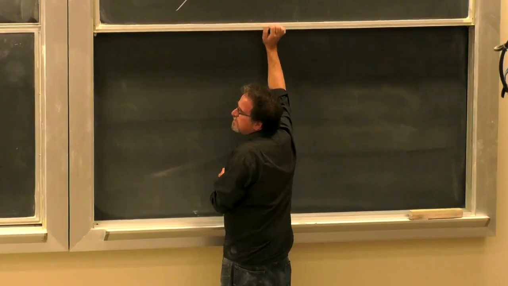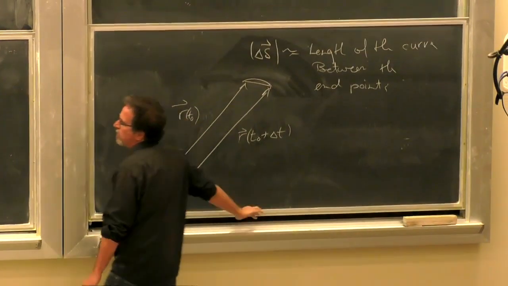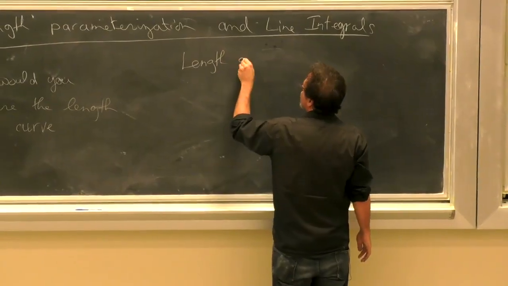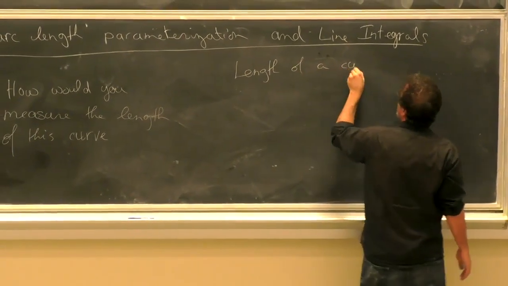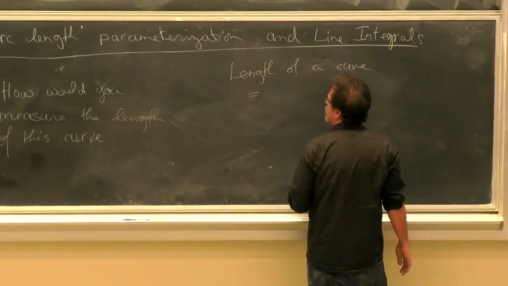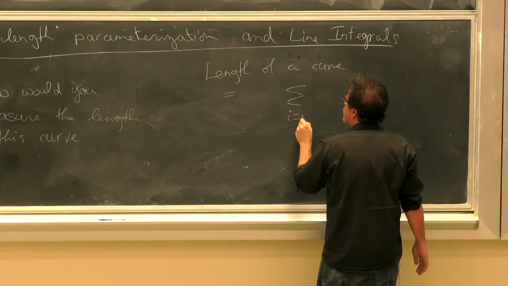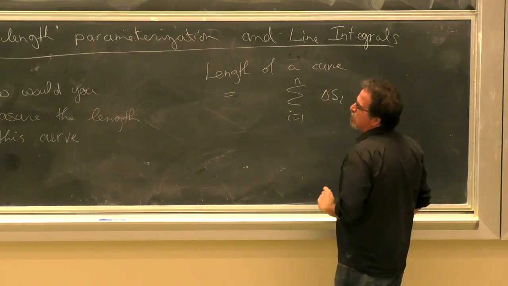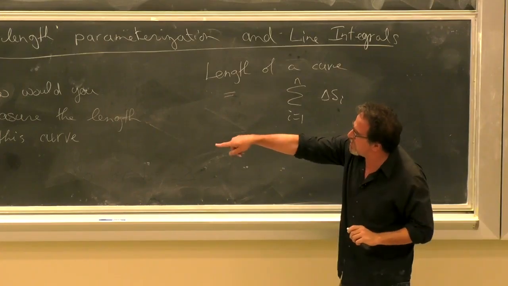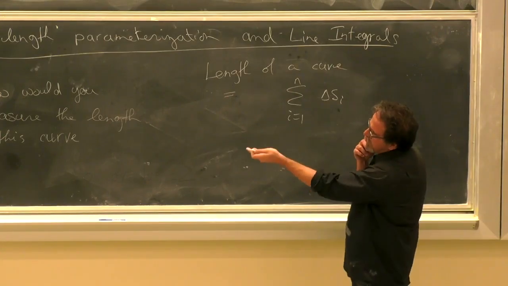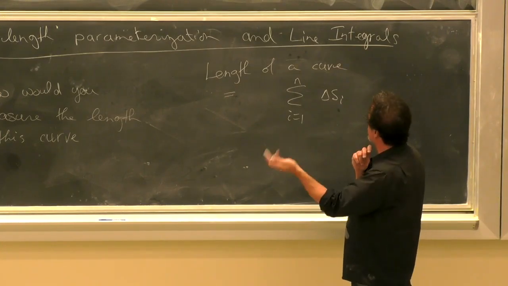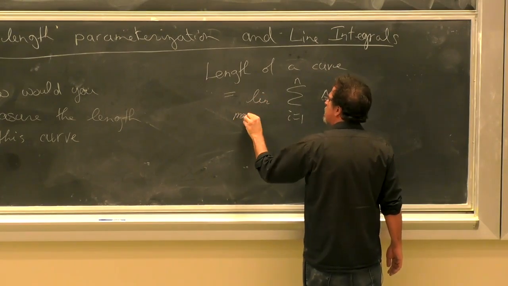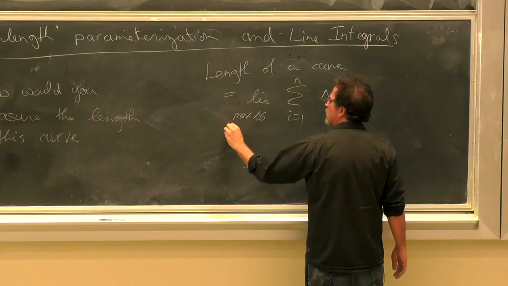So this gives us a formula. Actually, now I can write this formula. Length of a curve is equal to the sum i equals 1 to n of all the delta s_i, where delta s_i are each of the individual pieces. That would have been delta s_0, then you have delta s_1 and delta s_2. And then you have to take the limit that the maximum delta s goes to 0.